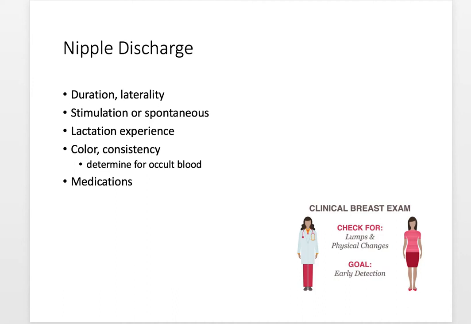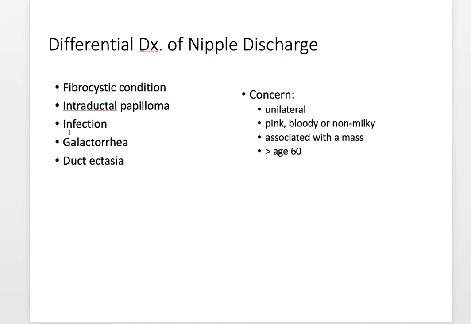So if we're talking about a pathologic suspicious nipple discharge, that's going to be some papilloma, duct ectasia, cancer, infections. That's where that decision tree is. Is it more physiologic versus pathologic? All right, so make sure you write those things up. So here is those things we were talking about. And then concern: unilateral, pink, bloody, non-milky, associated with a mass and age greater than 60, puts it more into the papilloma and maybe a severe infection.